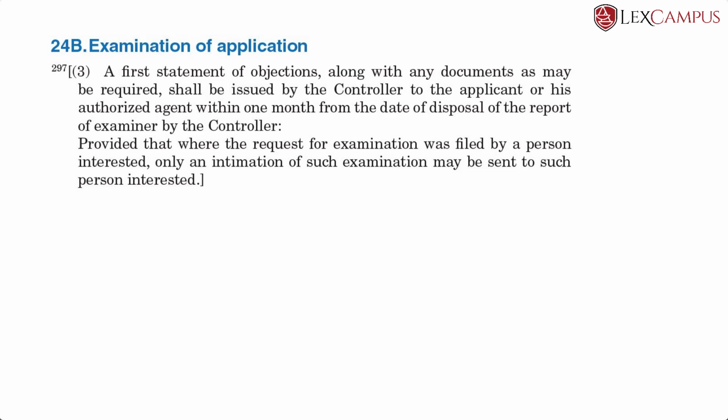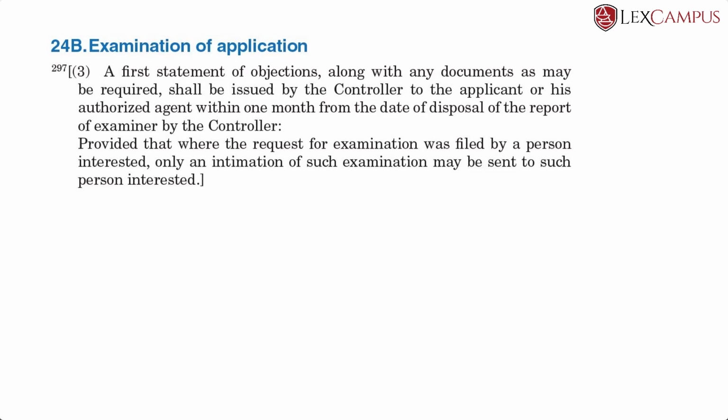Once it is referred to the examiner, within a period between 1 to 3 months he shall file his report back to the controller. When the controller receives the report, within 1 month he shall dispose the report, and from 1 month of disposing the report, the controller shall issue the first statement of objections to the applicant or the agent of the applicant. So this gives you the timeline of what happens once a request for examination is filed.